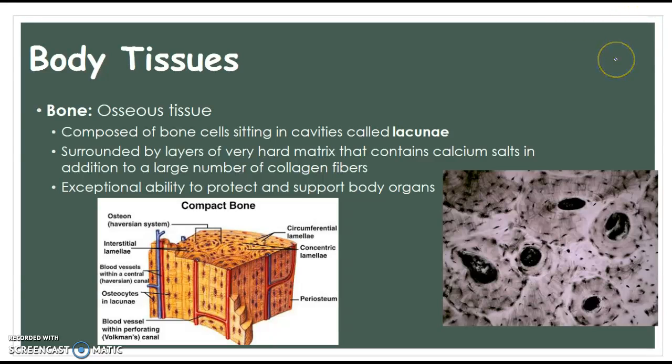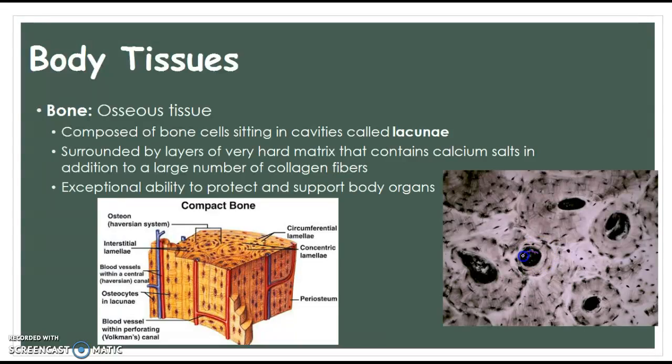So let's get into bone first. Bone is called osseous tissue. Please know that. Those are interchangeable. Osseous tissue is also known as bone tissue. And if we look at this picture over here, I always think that bone tissue or osseous tissue looks like trees that have been cut down. Like if you were to go and cut down a tree, it's got all these rings kind of surrounding it.